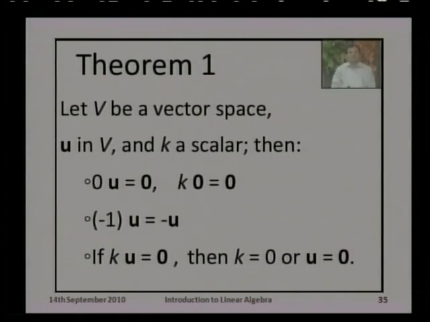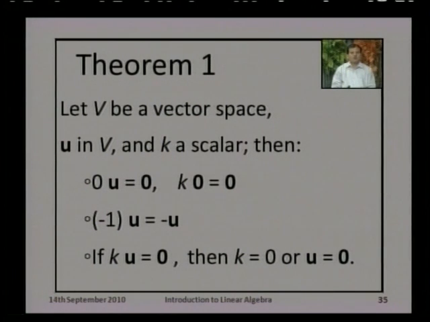Here we come across an important theorem in vector space, which is simple but must be noted completely. Let V be a vector space, U an element in V and K a scalar. Then 0 into U, where 0 is the scalar and U is the vector, gives us the 0 vector, that is the additive identity, and K into the 0 vector, K scalar and 0 vector, gives us the 0 vector.